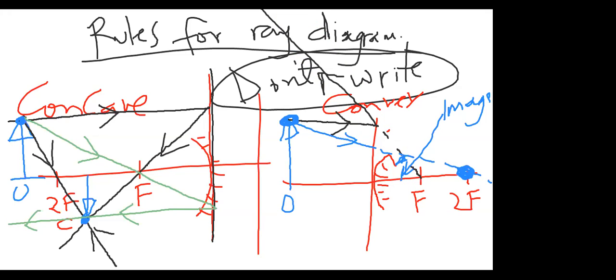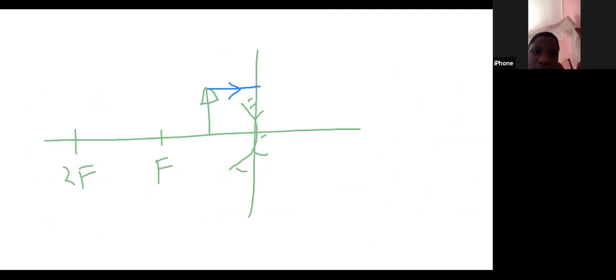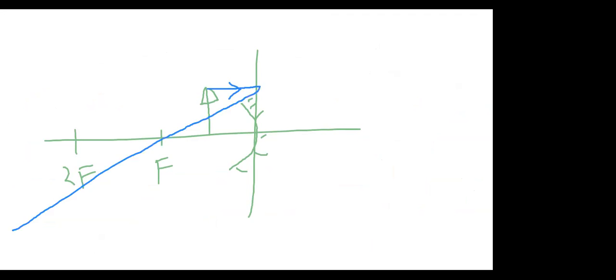So Stacy, let me show you another thing. In case we are having a concave mirror like this, we have our F, and then we have our 2F. If the object is here at this point, where is the image formed? Still following the same rules. A ray of light which is parallel must go through F, like this.